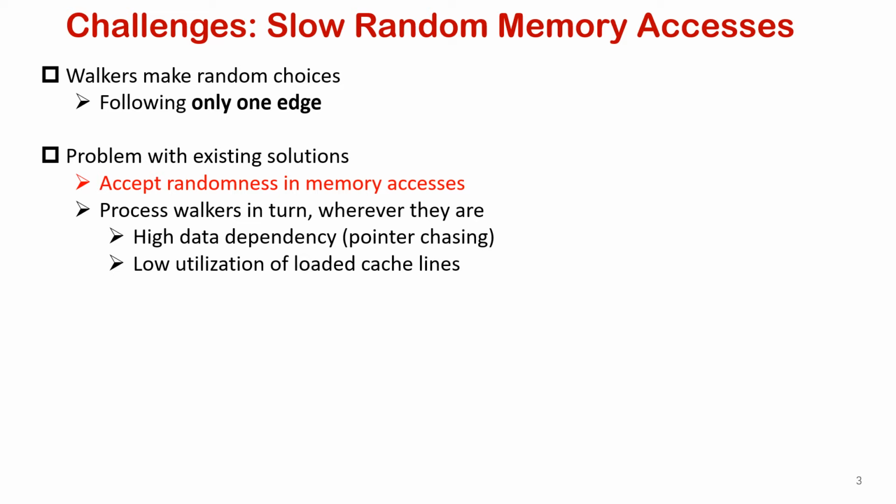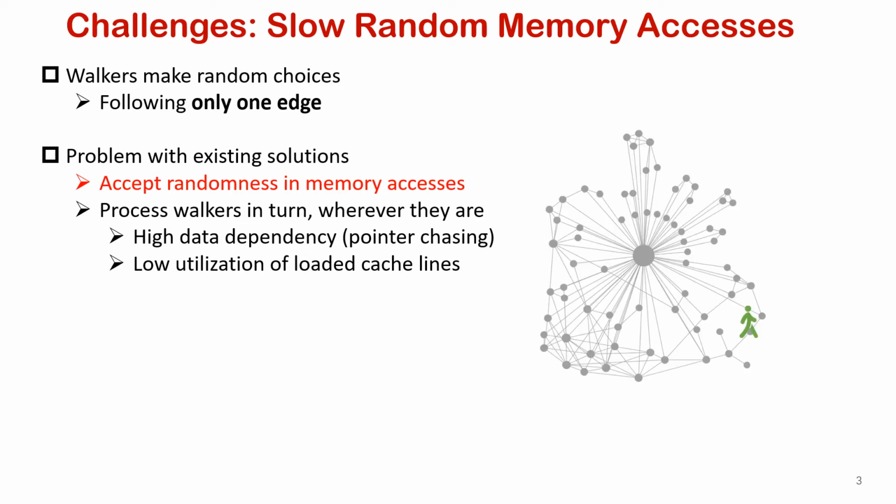The common design is to process workers in turn wherever they are. In this example, the green worker is at this vertex with 3 edges. It throws a dice and picks one, then updates its location to its new stop. Same thing for the other workers. This leads to two things.